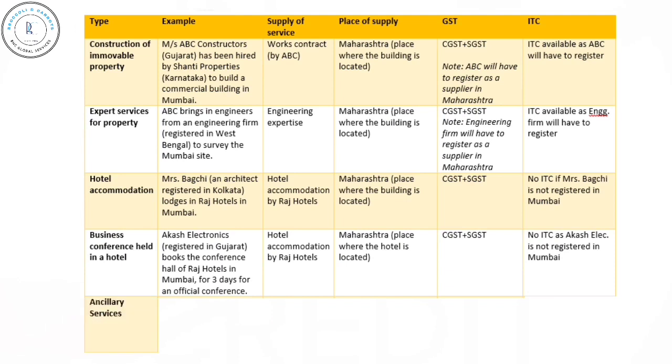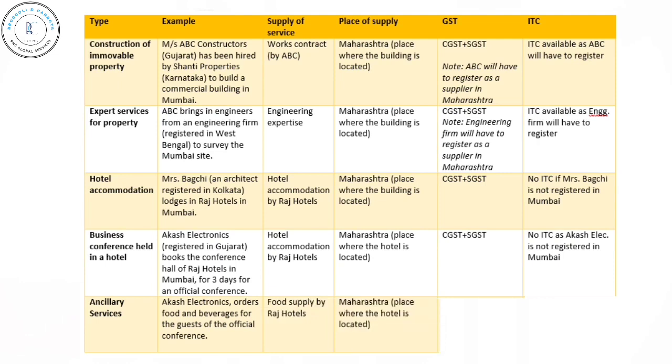Type. Ancillary services. Example. Akash Electronics orders food and beverages for the guests of the official conference. Supply of service. Food supply by Raj Hotels. Place of supply. Mumbai, place where the hotel is located. GST. CGST plus SGST. ITC. No ITC, as Akash Electronics is not registered in Mumbai. So, that is all for this topic.